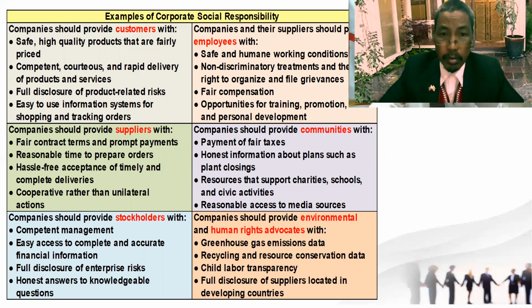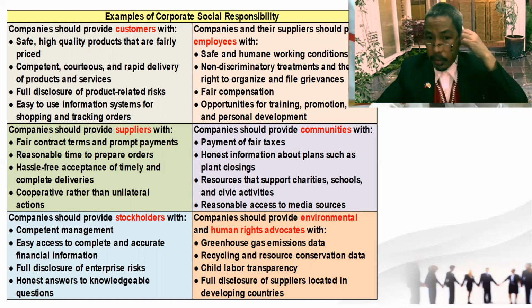How about their own employees? Provide them safe and humane working conditions, non-discriminatory treatment, fair compensation, opportunities for training, promotion, personal development. Companies should also provide the community with what? Payment of fair taxes, honest information about plans, such as plant closings. Okay? That is your responsibility to the community. Resources that support charities, schools, and civic activities. Okay? Reasonable access to media sources.